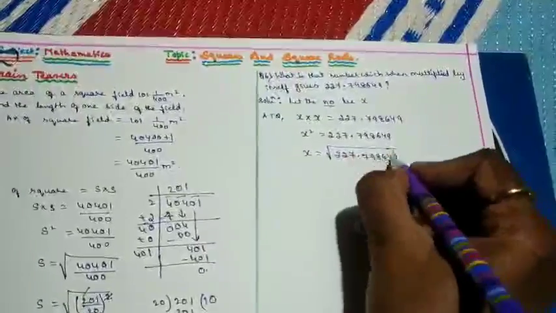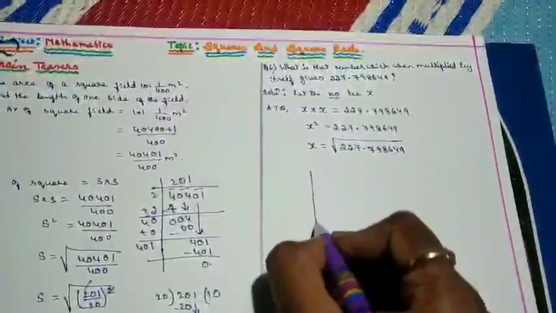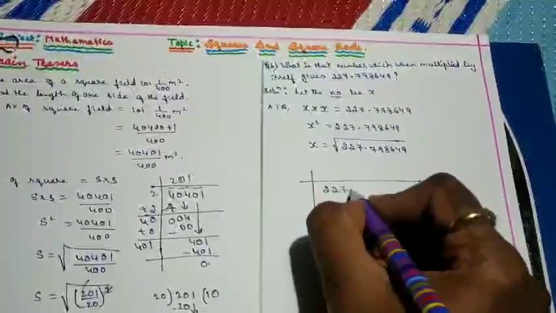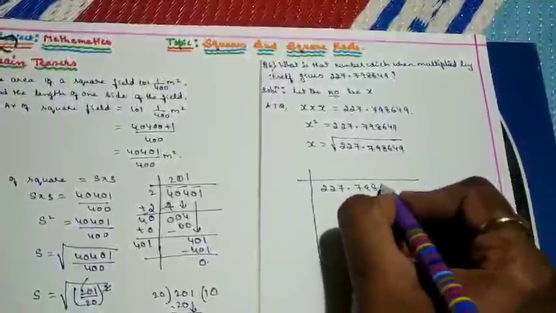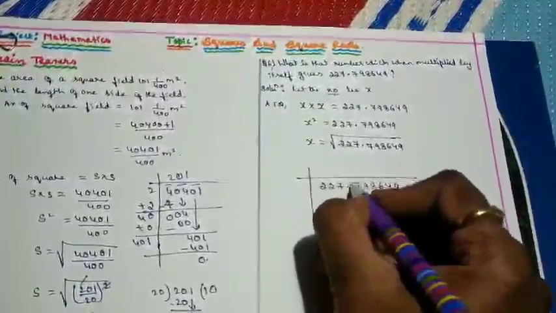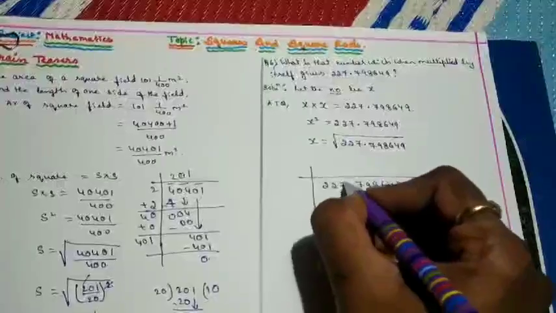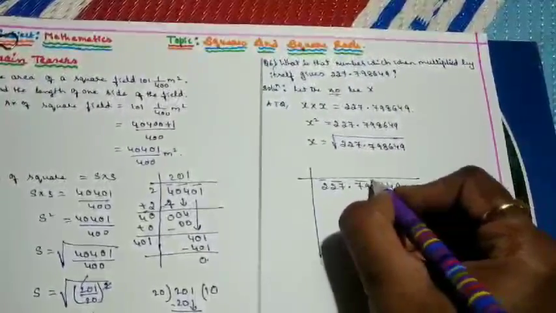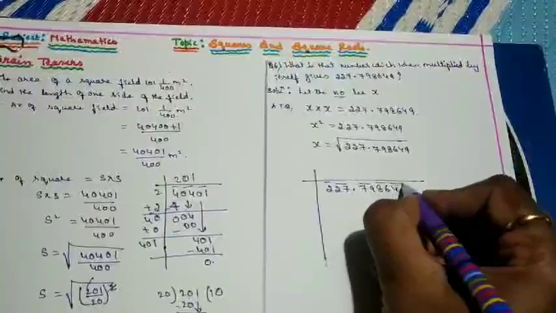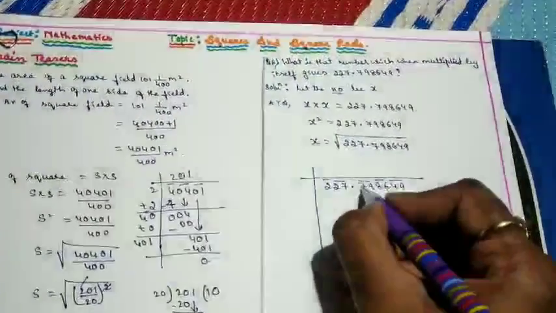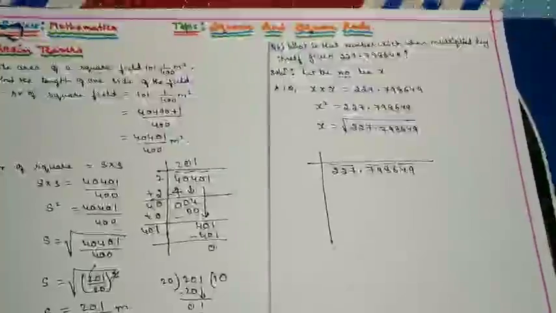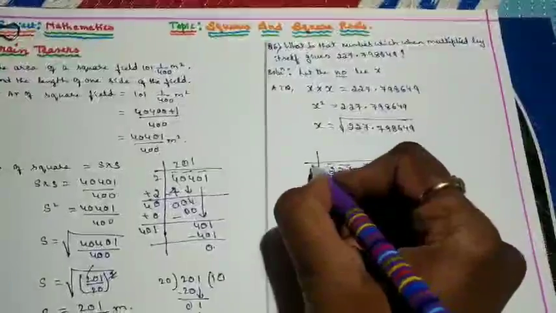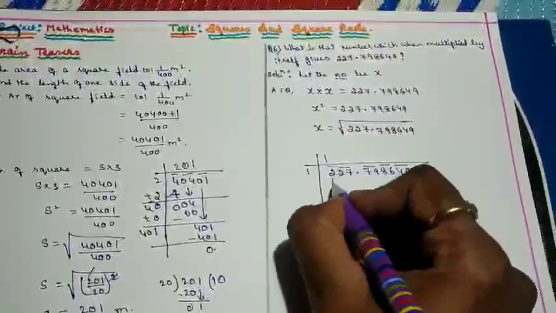227.798649. So we need to find its value by using the long division method. 227.798649. Then start making the periods in the whole number part from right to left, and in the decimal part from left to right. So 2 digits make 1 period, or we can say pairs. Pairs make the period. Okay. So the first period is 2, which is nearer to the perfect square number 1. So 1 ones are 1.